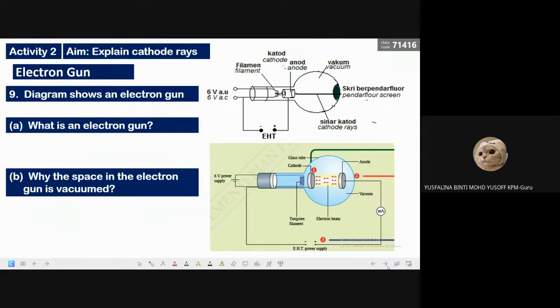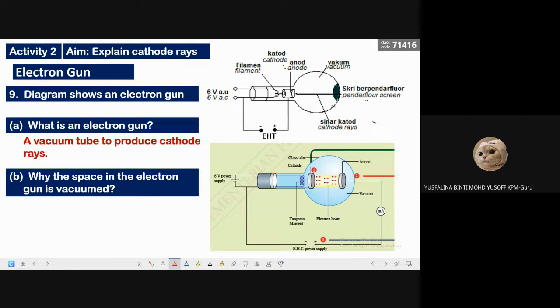So explain cathode rays. The first one is the electron gun. This diagram we call the electron gun. So what is an electron gun? It's actually a vacuum tube, an apparatus to produce cathode rays, meaning electron rays, because cathode, you already know, produces electrons. A vacuum tube means inside it is a vacuum.